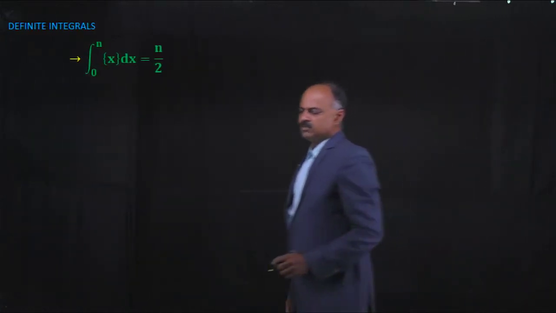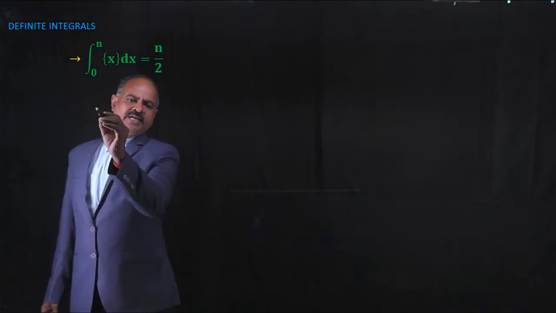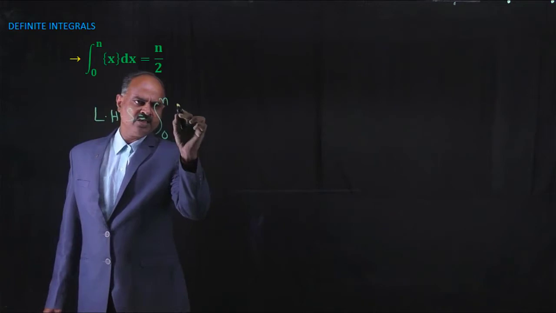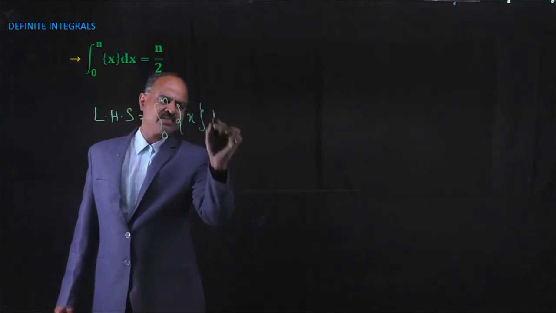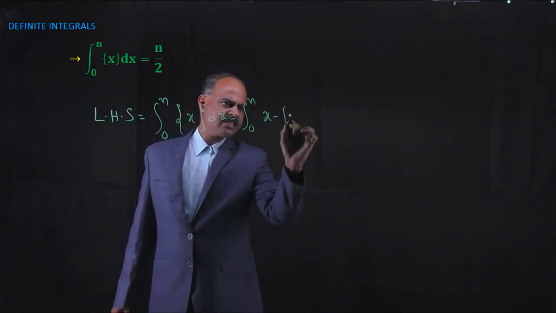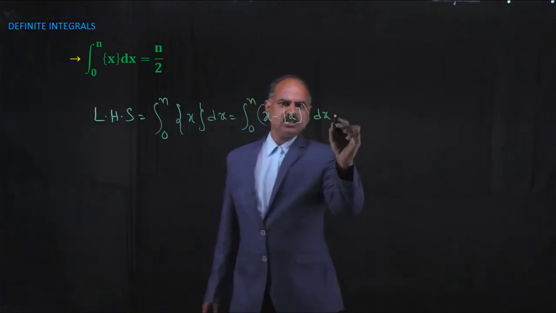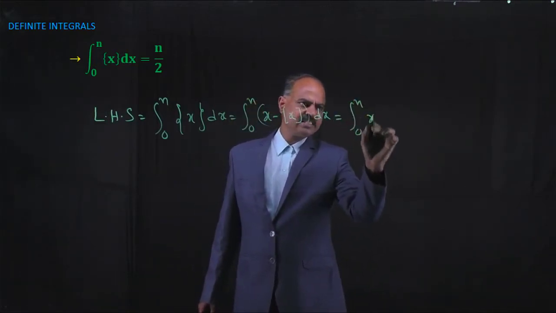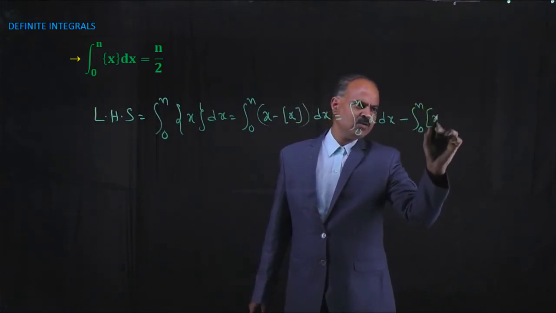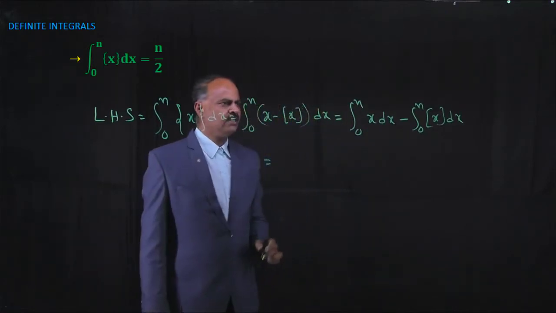Next problem: the integral from 0 to n of the fractional part of x dx. Now take LHS, that is equal to the integral from 0 to n of the fractional part of x dx. Now this can be written as the integral from 0 to n of (x - [x]) dx. Now this is equal to the integral from 0 to n of x dx minus the integral from 0 to n of [x] dx.